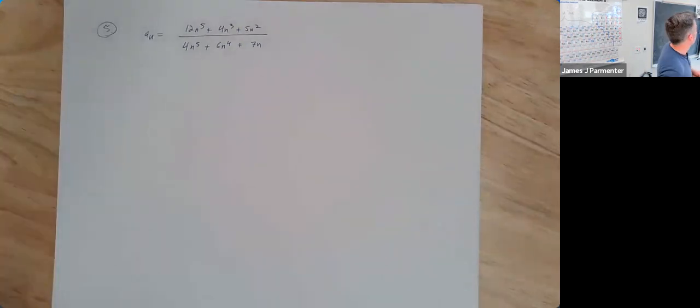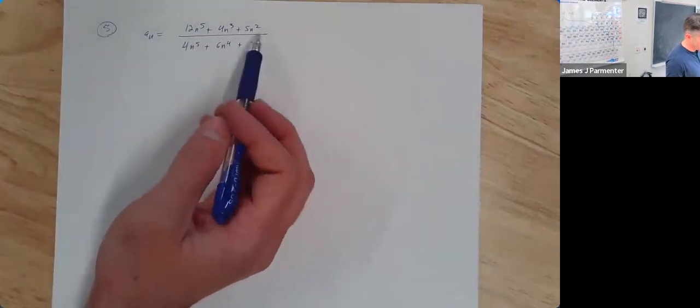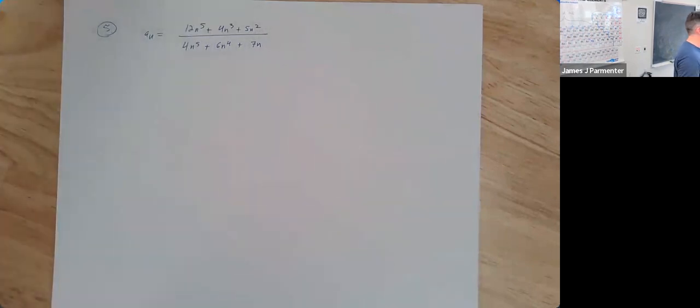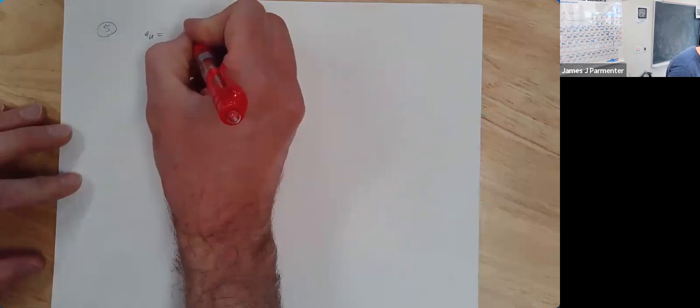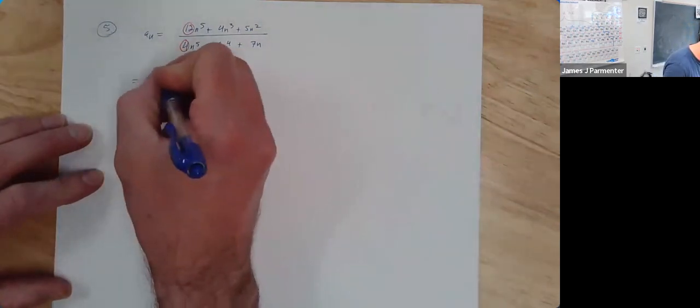So this one here, we could do the thing we've been doing every time. But what I would like for you all to see is that when you have a rational expression with positive integer powers of n, if the highest power in the numerator and the denominator is the same, then the leading coefficients are what we're going to end up getting as our limit. Or I should say, the quotient of the leading coefficients. So this limit is going to end up being 12 over 4, just 3. We can definitely see that if we do it.